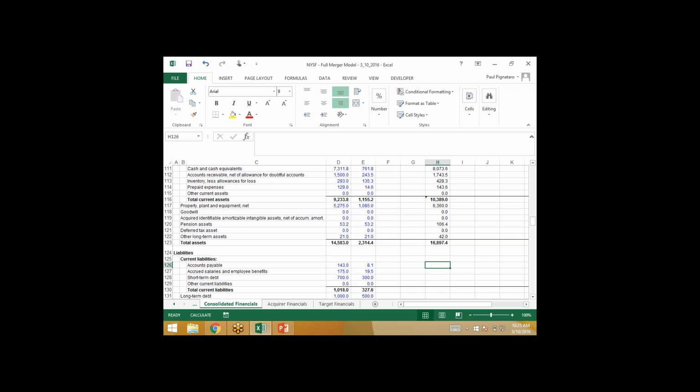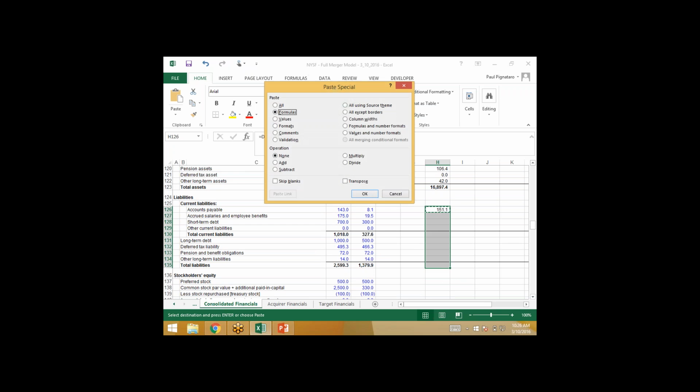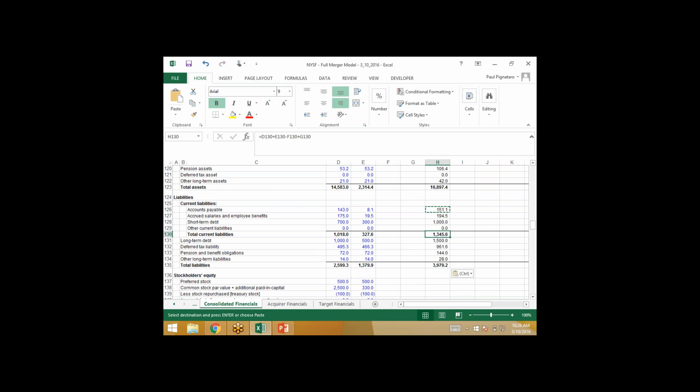For liabilities, it's going to be equal to assets, acquirer plus target, minus the debits, plus the credits. And copy that down. You also want to redo the liability sum formulas so that they sum top down. This is what you should have. Take a couple minutes and get there.